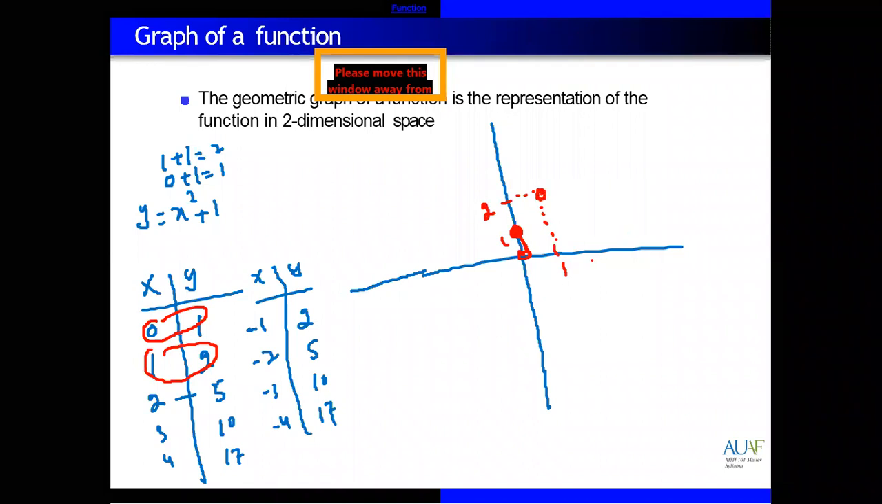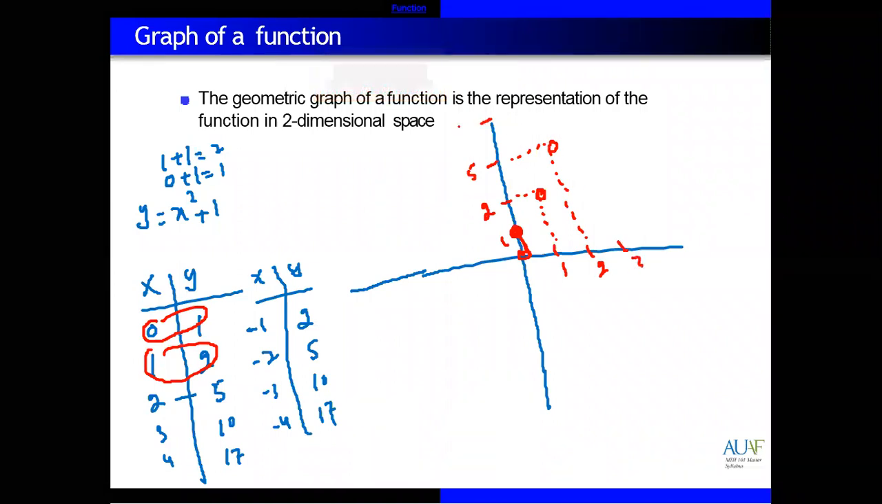Next we have 2 with 5. X is 2, y is actually 5. So joining these points. Next we have 3 with 10. X is equal to 3, y is 10. Let's suppose 10 is here. So joining these points.